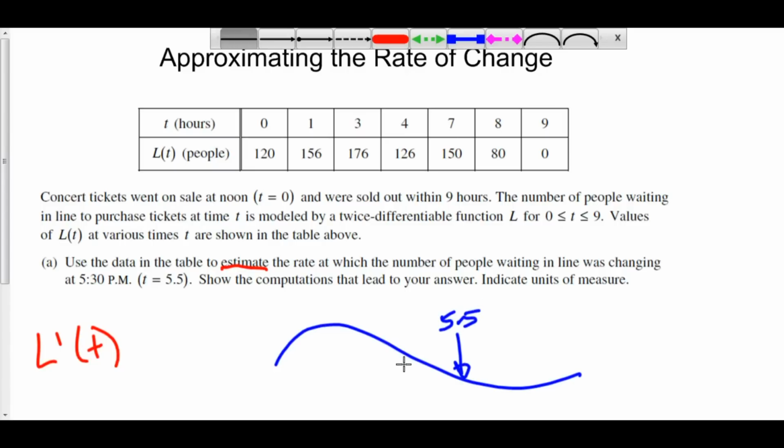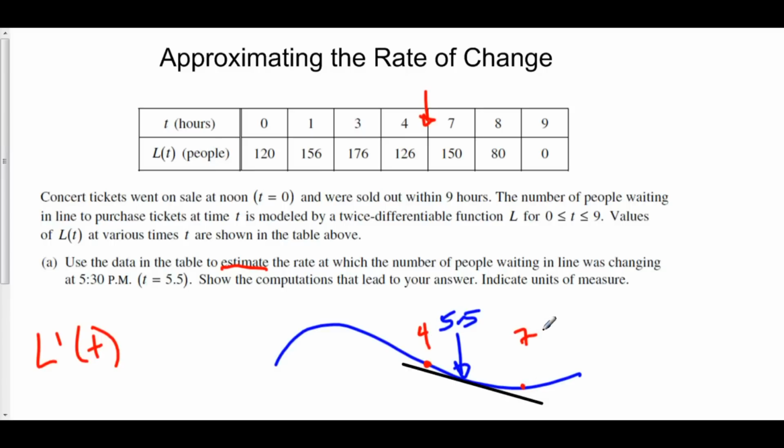Well, rather than finding the tangent line at t equals 5.5, which is impossible because we don't actually have a function for L, what we can do is approximate this tangent line by taking the slope of 2 points around 5.5. For example, if you look at this chart, 5.5 is in between 4 and 7. So let's say here's 4 right here, and here is 7. The slope of this tangent line at 5.5 is L prime of 5.5. That's what L prime of 5.5 represents.